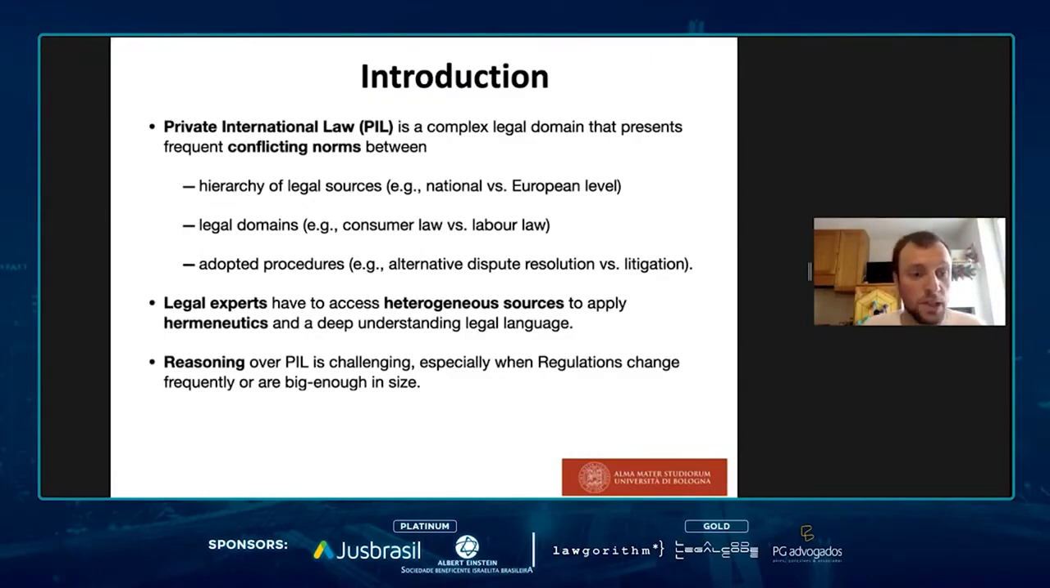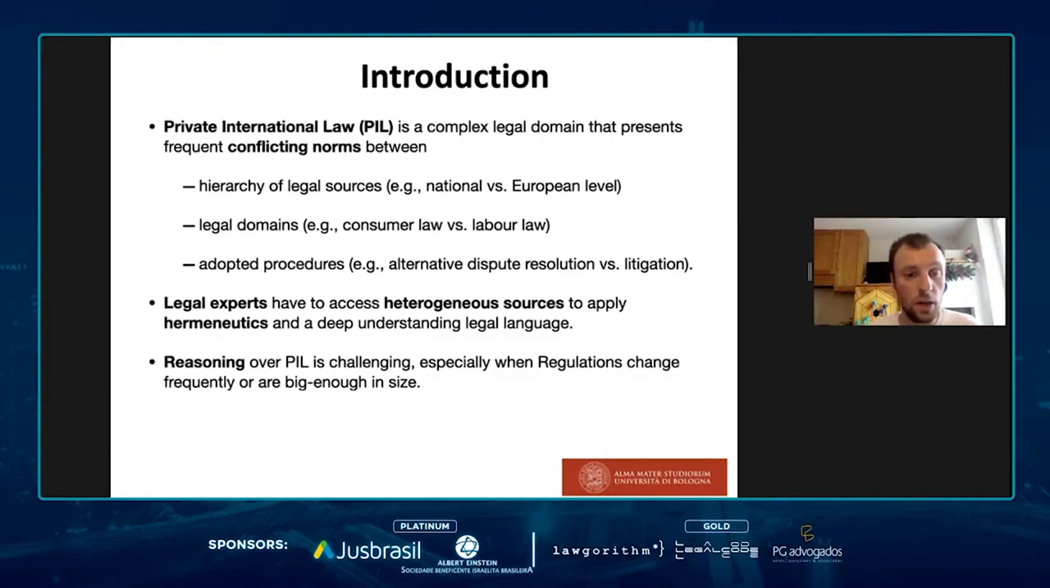And so legal experts in this case have to access heterogeneous sources to apply hermeneutics, and also they have to possess a deep understanding of legal language. And at least this is clear to me, not being a legal expert at all. I'm more computer science. So when I try to read some kind of legal source, I always struggle to sometimes disambiguate the meanings from natural language to legal language, in a sense. Anyway, hermeneutics is still an important aspect to be aware of when analyzing these legal sources.